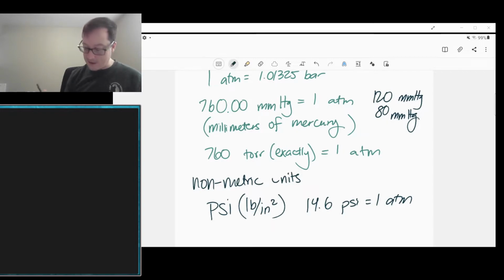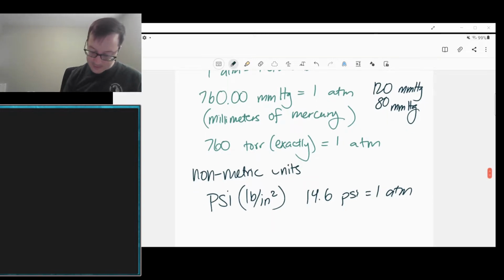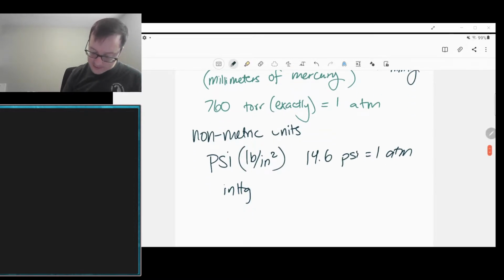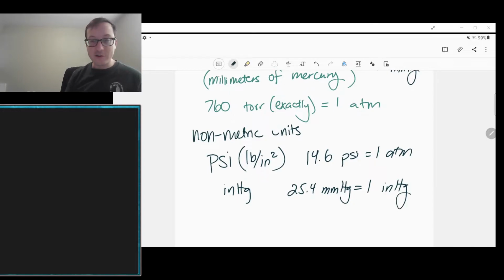In the US, sometimes we see inches of mercury. And that's just like millimeters of mercury, but millimeters is metric, inches is US for distance, right? So we see that 25.4 would be 1 inch of mercury.